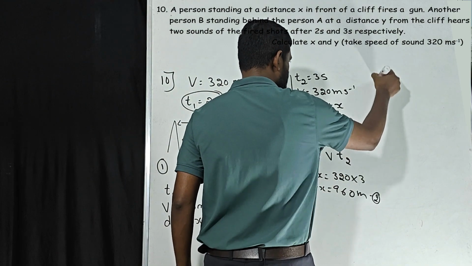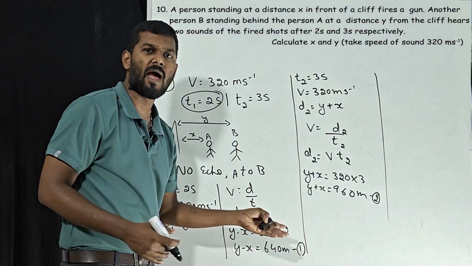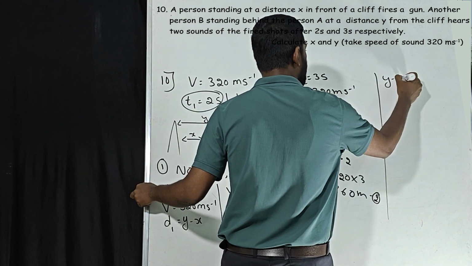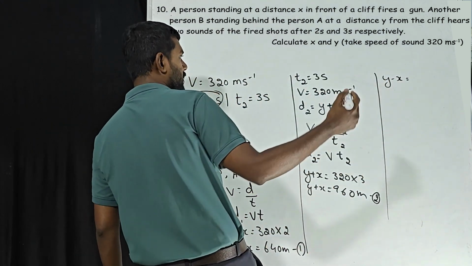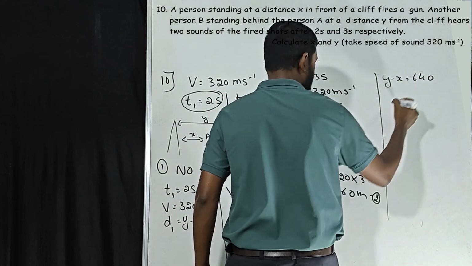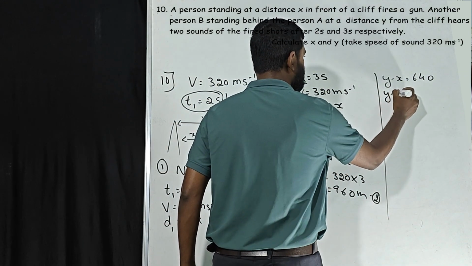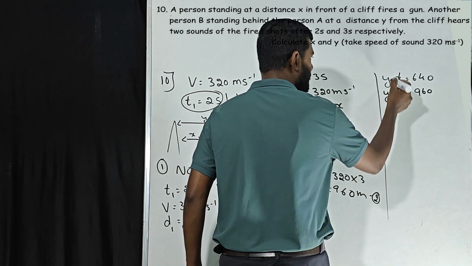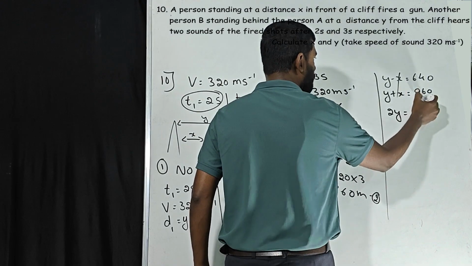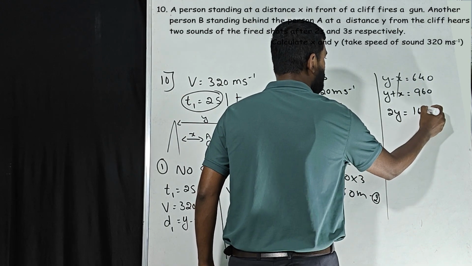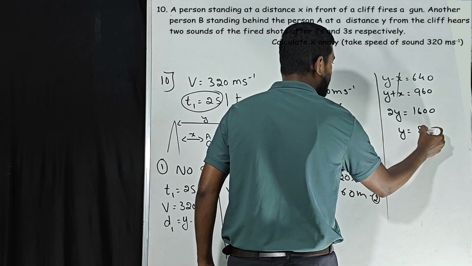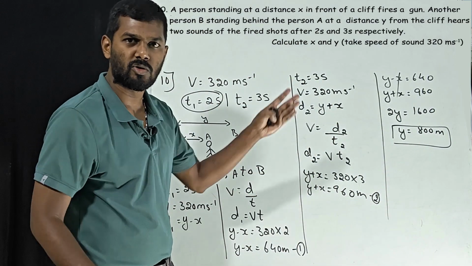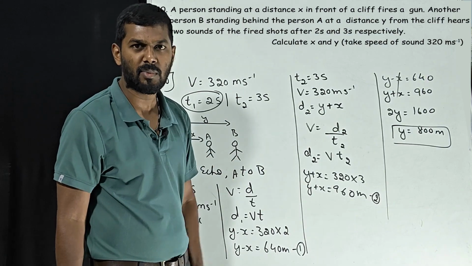Next, we have 2 equations, right? Now we have to solve through simultaneous equations. So first equation, y minus x is equal to 640, then y plus x is equal to 960. So x and x will get cancelled, this will be 2y, we have to add these two, so this will be 1600, y is equal to 800 meters, correct? If you send this to that side, 1600 divided by 2, that is nothing but 800.